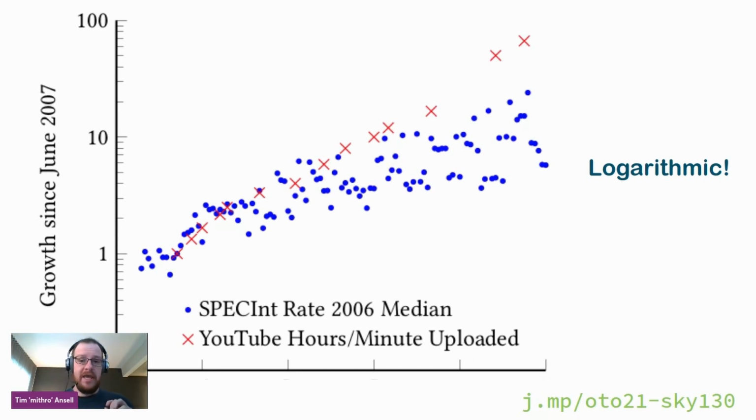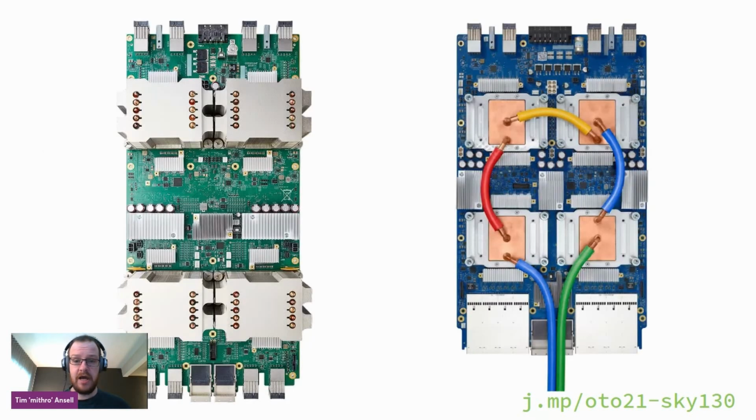And to keep up with this demand with Moore's Law slowing, Google has had to look for alternative solutions. And one of the solutions that we've been very successful with in the machine learning space is the TPU. The TPU is an accelerator that dramatically speeds up machine learning.